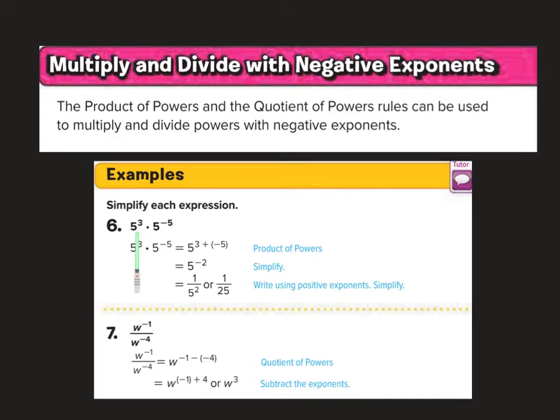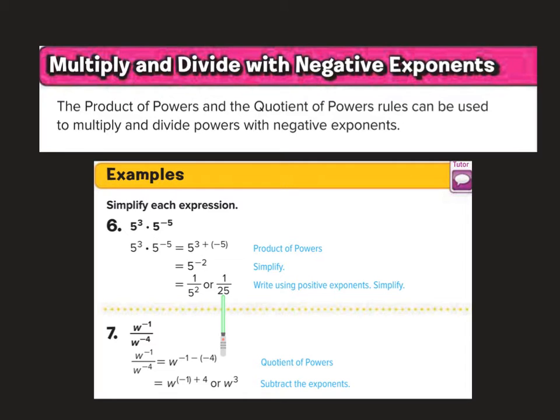So in this case, we've got 5 to the third times 5 to the negative fifth. We know that we can add our exponents since we're multiplying our bases. So we get 5 to the third plus the negative fifth power. 3 plus negative 5 is negative 2. We have 5 to the negative 2. And then we apply our negative exponents rules, and we take 5 to the negative 2 and we write it as 1 over 5 to the positive 2, or we could also write that as 1 over 25. Just take your 5 squared and make that equal to 25.